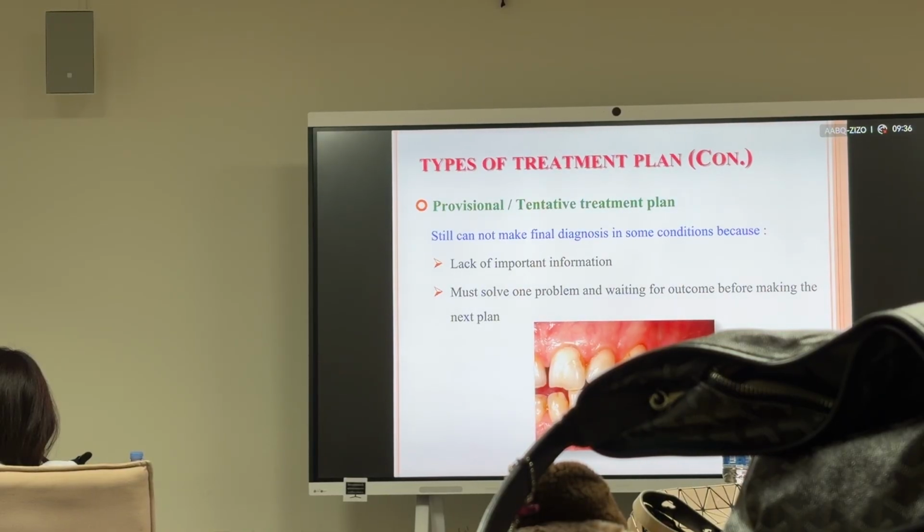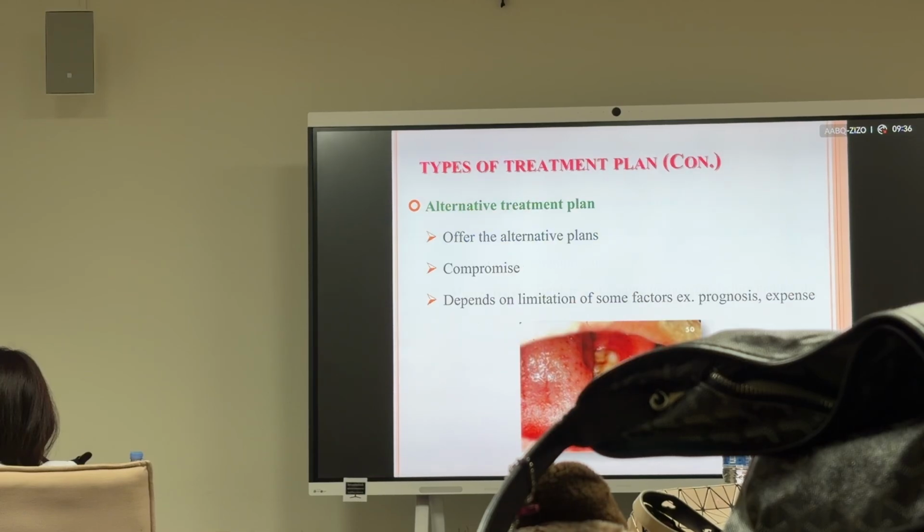Provisional or tentative treatment plan is used when we still cannot make the final diagnosis in some conditions because of lack of important information. You must solve one problem and wait for the outcome before making the next plan. Alternative treatment plan offers an alternative, a compromise plan, depending on limitation of some factor, for example prognosis or expense.